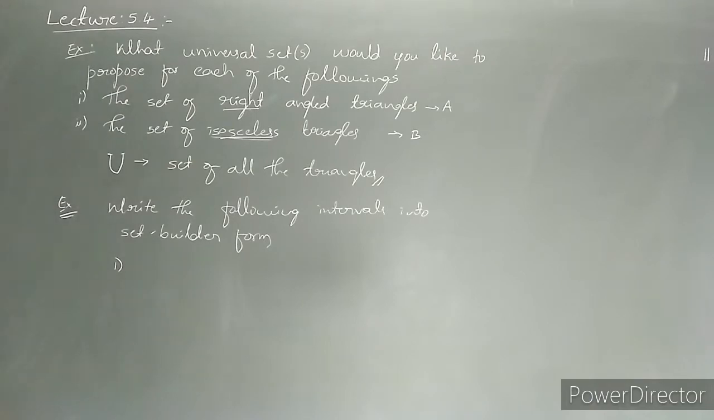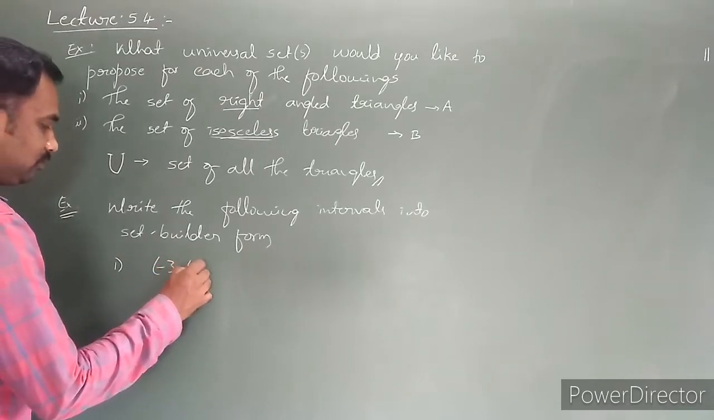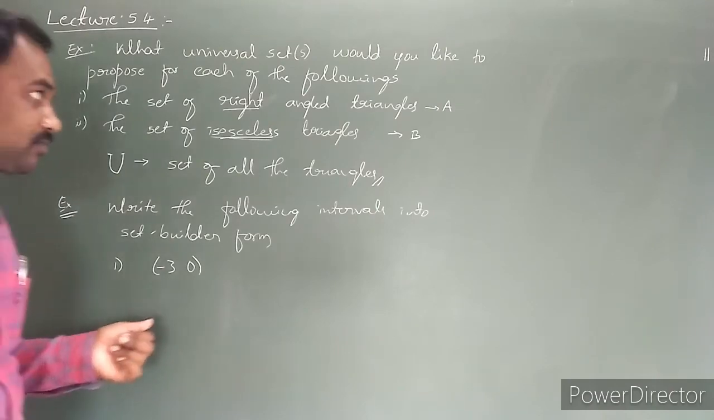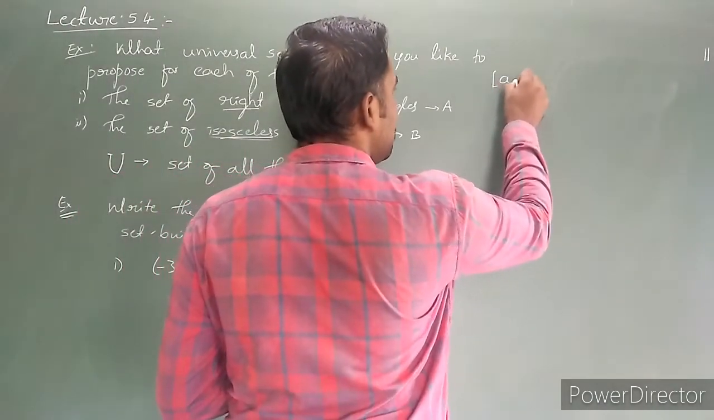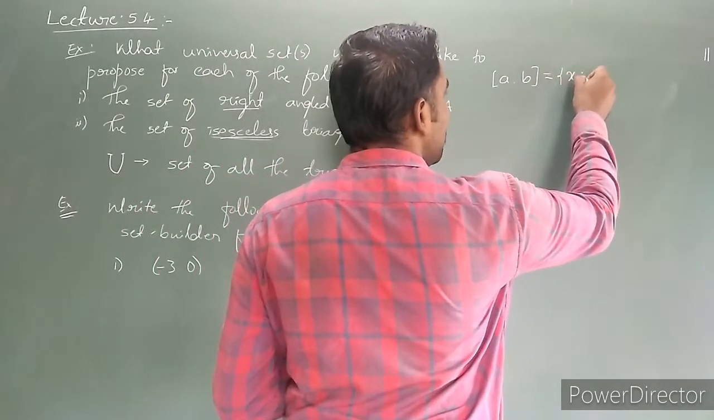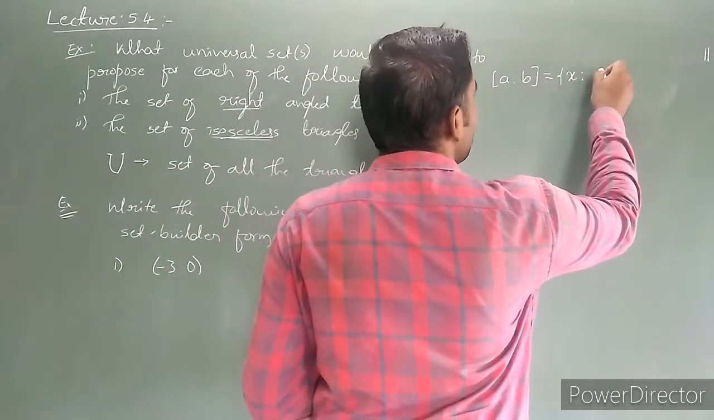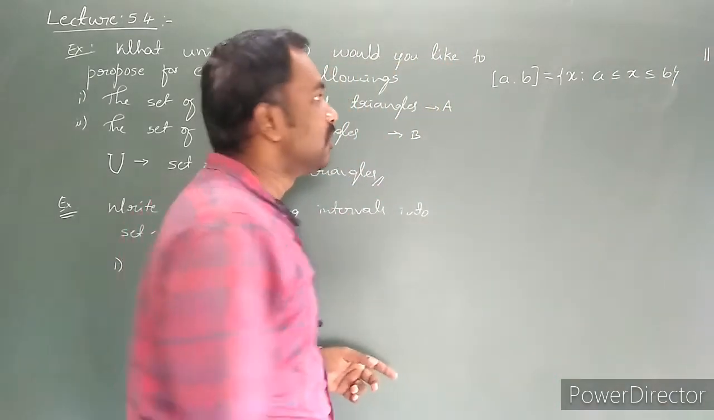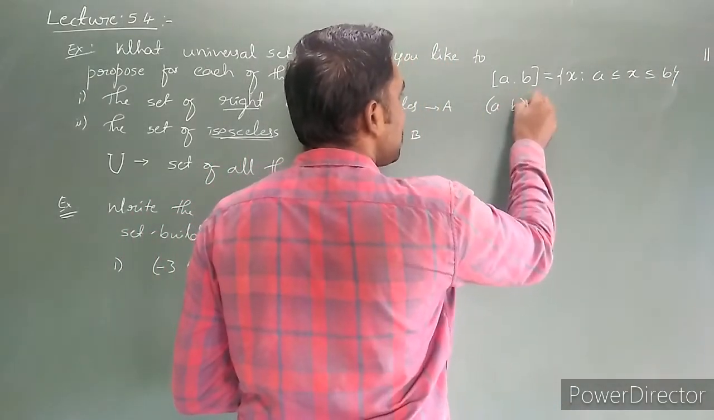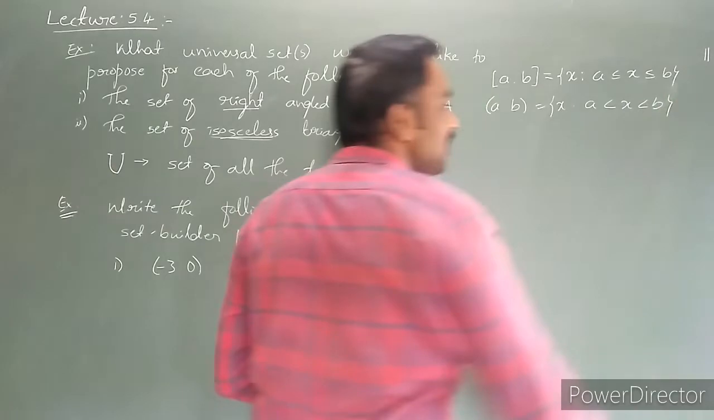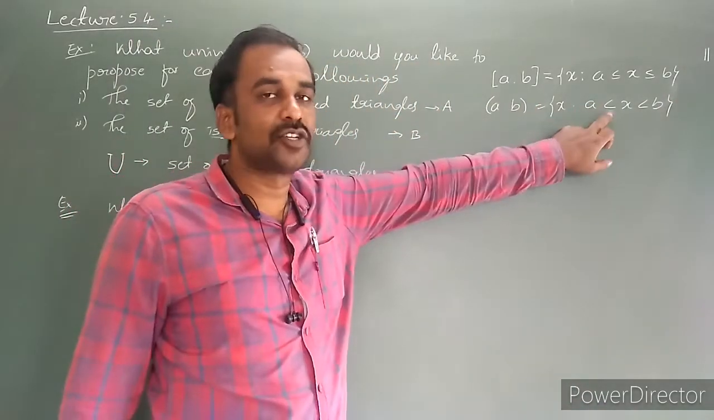First one is (-3, 0), the open interval. We already know the closed interval and open interval. A closed interval means the end points are included. We can write this in set builder form as {x such that a ≤ x ≤ b}. This is said to be a closed interval. And an open interval means (a, b). This we can write as {x such that a < x < b}. This is said to be an interval and this is said to be a set.